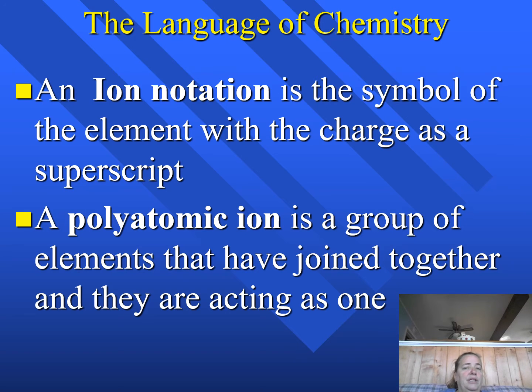So to have a polyatomic ion, you have to have more than one element and you have to have a charge. Then what happens is these polyatomic ions bond to something else, and that makes a compound a polyatomic compound, which we'll talk about in a few minutes.